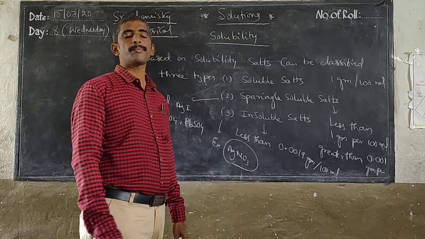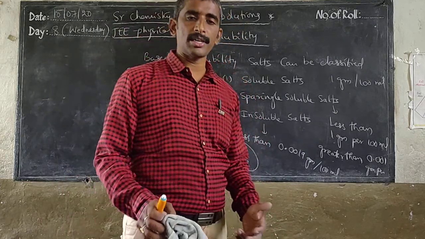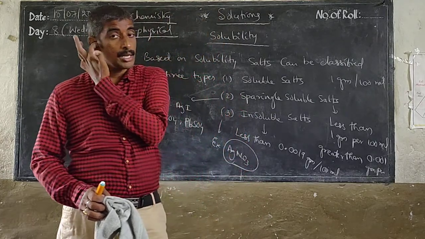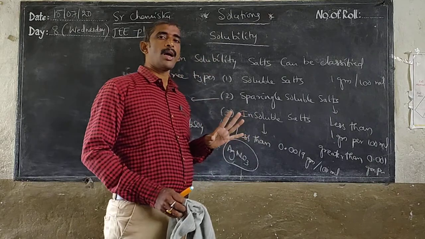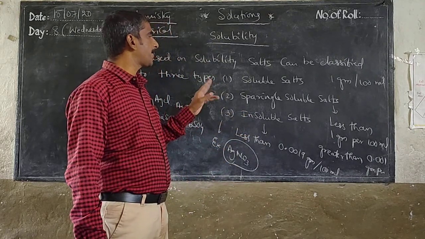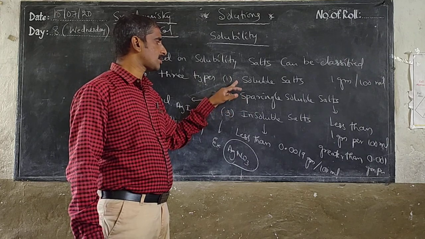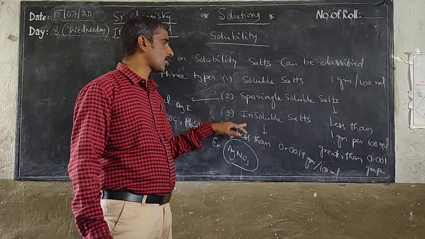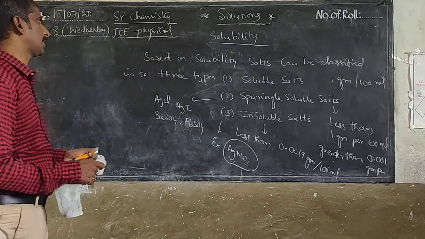The solubility definition depends on the type of solution. How many types? Three types: unsaturated, saturated, supersaturated solutions. And another one depends on solubility: salts can be classified into three types, soluble salts, sparingly soluble salts and insoluble salts. So these are some important points of solubility.